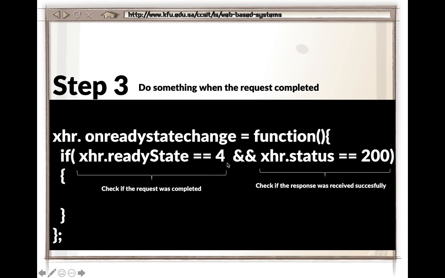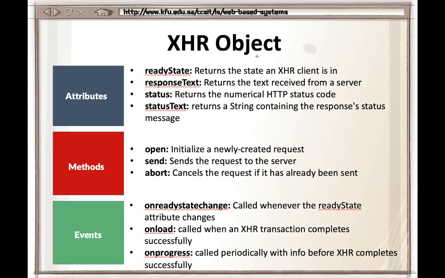As I mentioned earlier, the one we are interested in right now is when the ready state is 4 and the status is 200. These are the properties. If you remember the slide that I showed you in the previous session, the XHR object has some attributes: the ready state, response text, status, and status text. So here we are interested in the ready state property and the status property. Once the ready state is 4, that means the output is ready, and status is 200, that means it was completed successfully.